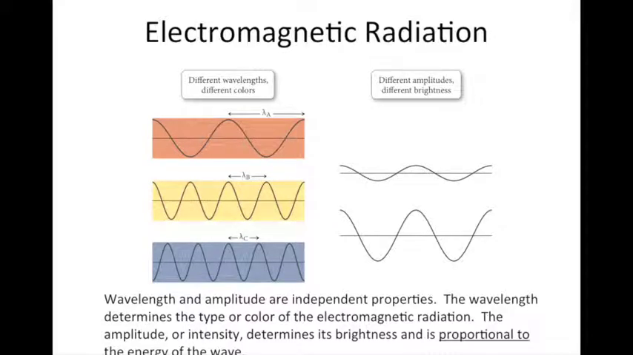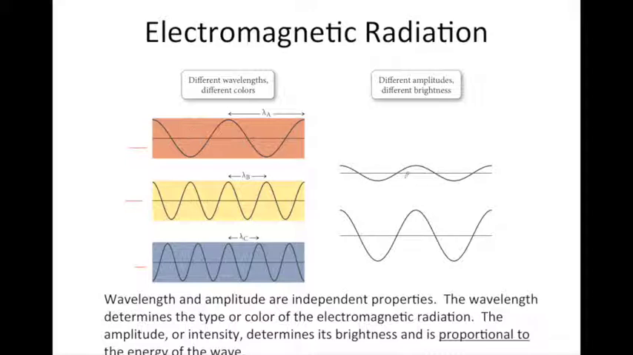So one more property of electromagnetic radiation that we want to discuss is the amplitude. As you know, the wavelength of the light determines the type of electromagnetic radiation that it is. For example, here we have on the left side of the screen 3 different electromagnetic waves with different wavelengths. The top one might be red light, the middle one yellow light, and the bottom blue light. So if we change up the wavelength of the electromagnetic radiation, we change the type of wave that we have.